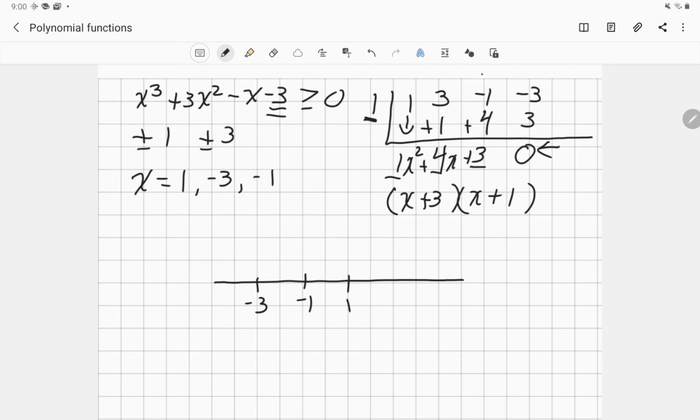So it actually breaks it up this time into 4 test intervals, or 4 sections. I have the section before -3, the section between -3 and -1, the section between -1 and 1, and then the section after 1. So I really have 4 different test intervals there.